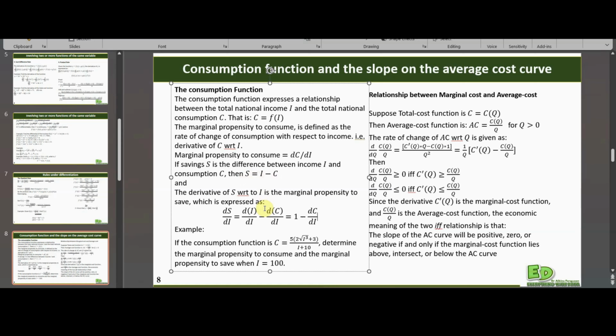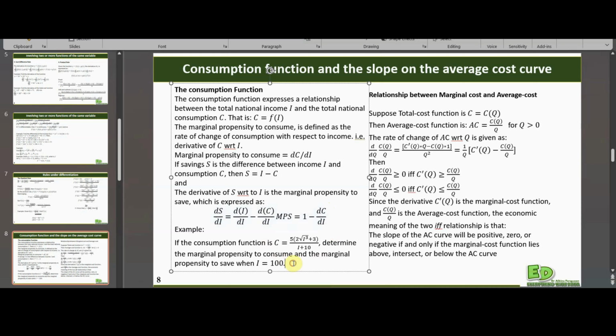That is it. So it is the change in S over the change in I, the changes in your savings with respect to your income, based on your consumption. So your marginal propensity to save, MPS, is equal to 1 minus the change in C over the change in I, which is the same as 1 minus your marginal propensity to consume, right?